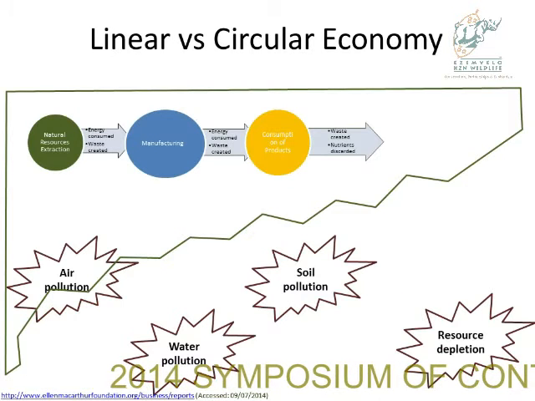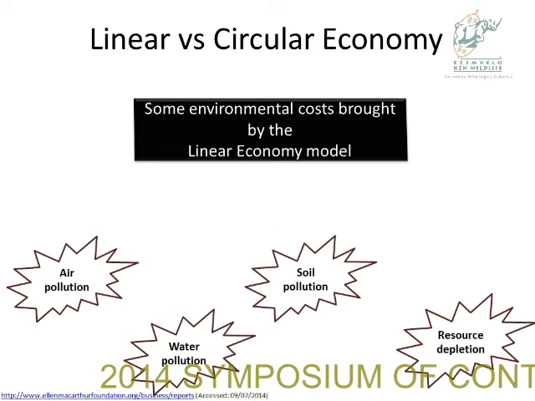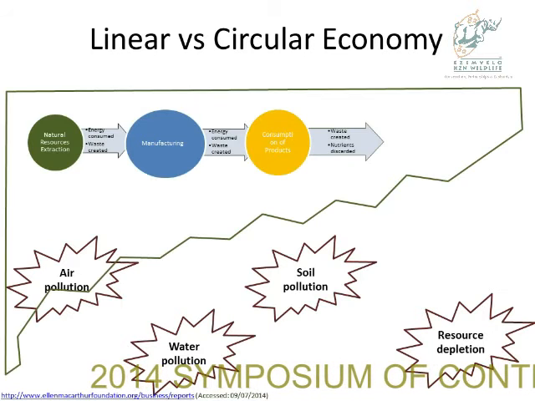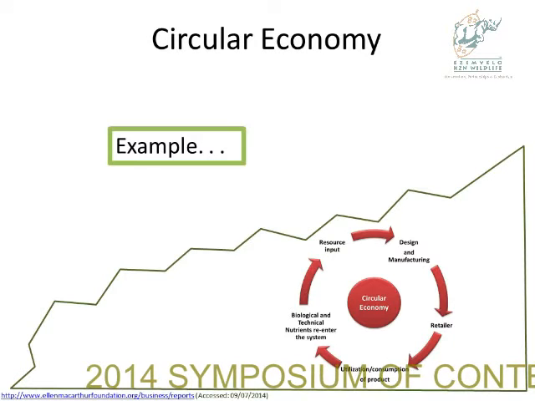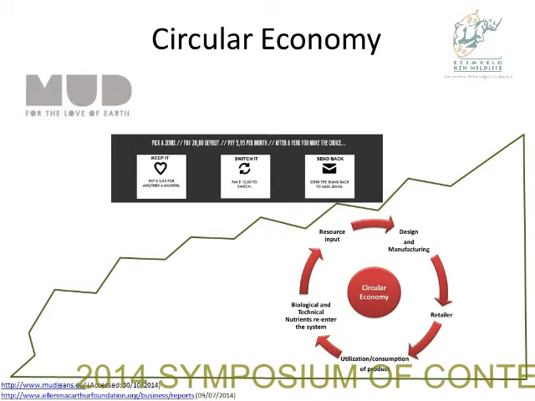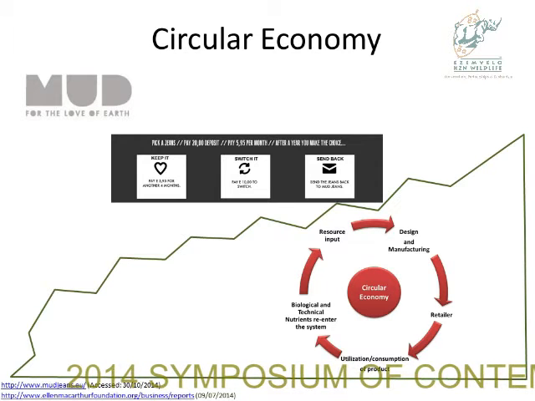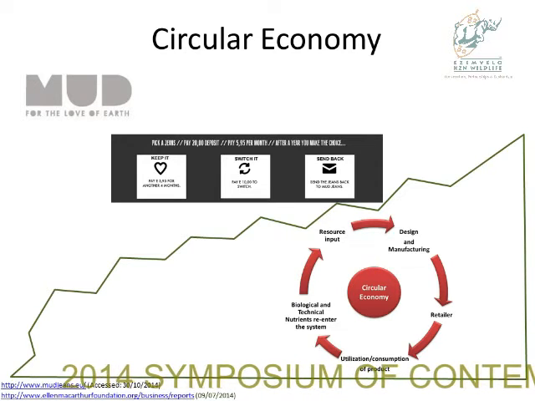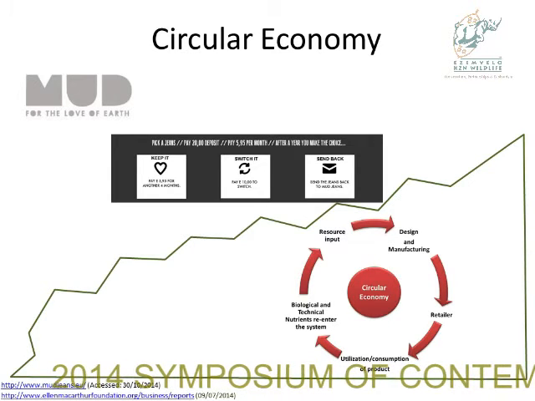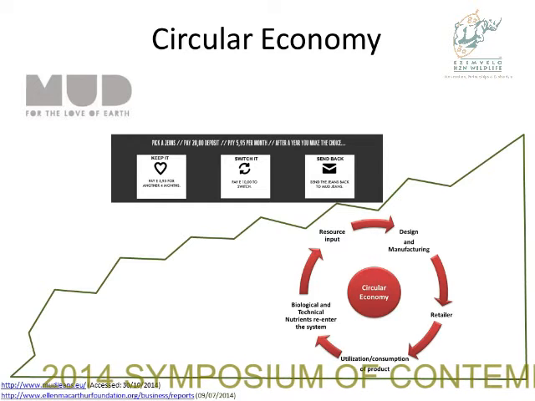Comparing the linear and circular economy, we see that there are high environmental costs brought by the linear economy. On the other hand, the circular economy is very friendly to the environment. The example I'll use here is a company in Holland where they lease jeans. They don't sell you a jean. You get into contract with them to use the jean and pay rent for it. And at the end of the contract, there are many other options, including returning the jean to them.